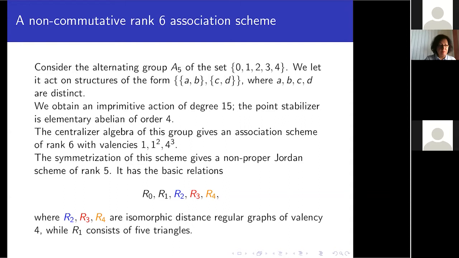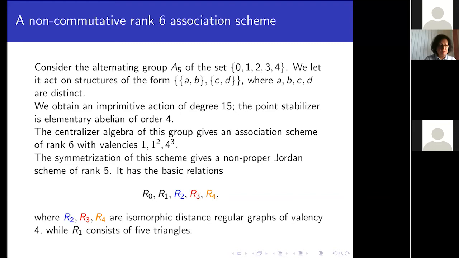We have 3 relations of valency 4, and 2 non-reflexive relations of valency 1. The symmetrization of this is a Jordan scheme of rank 5, and we have these relations which I write here in different colors. R0 is the reflexive relation. R1 is of valency 2, and R2, R3, R4 are distance regular graphs of valency 4.